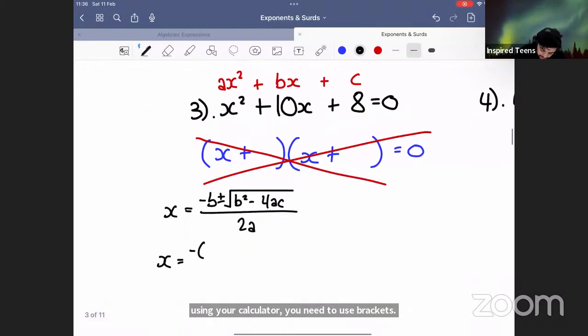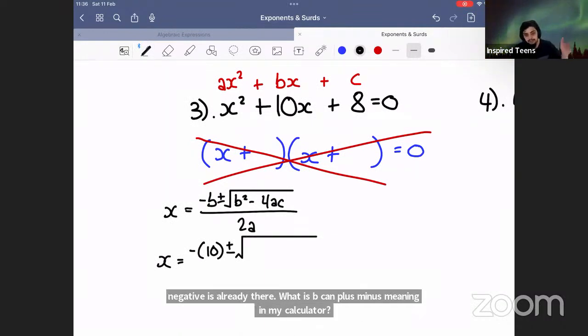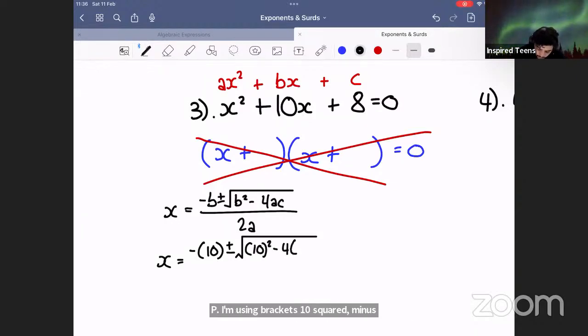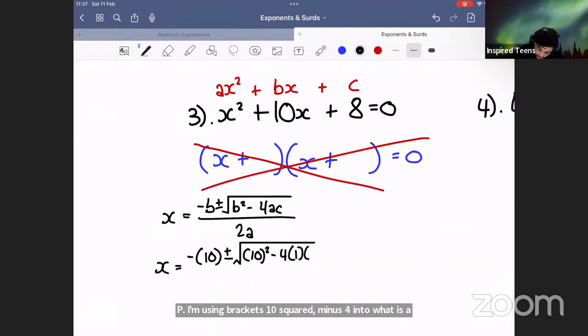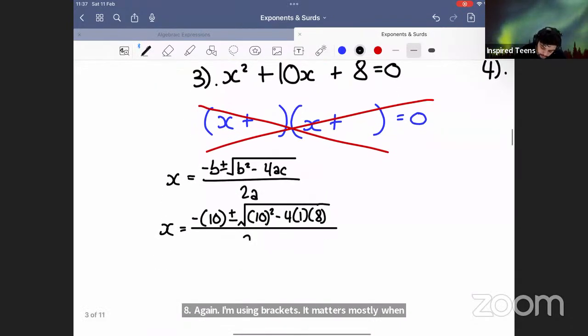What is B? 10. Plus minus, meaning in my calculator, I'm going to put 1 plus equals 2, then go back, put a minus equals 2, get two different answers. B, I'm using brackets. 10 squared minus 4 into what is A? 1 and C 8. Again, I'm using brackets. It matters mostly when you have negatives. Divided by 2 times A. What is A again? 1.